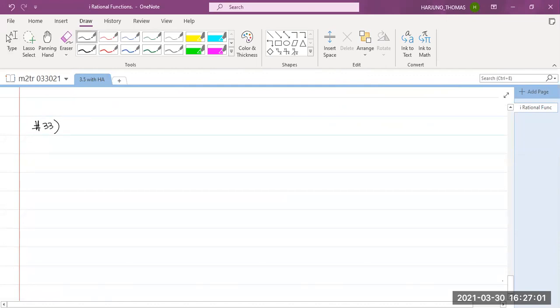Number 33, we have: let f(x) be (x minus 1) over (x cubed minus 4x). Let's factorize that completely first. At the bottom, we have x times (x squared minus 4). That will be (x minus 1) over x times (x plus 2)(x minus 2).